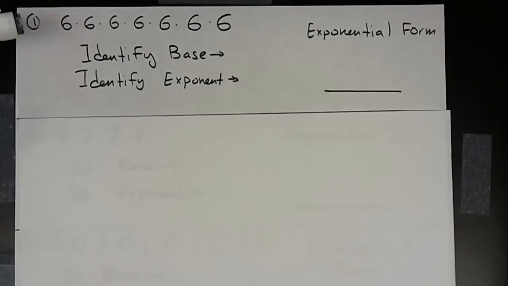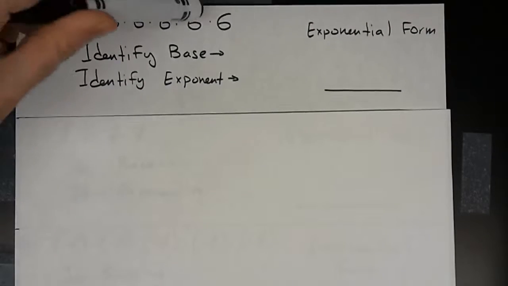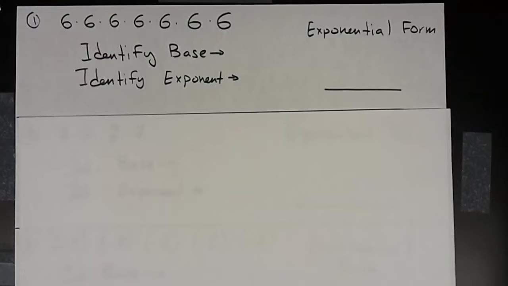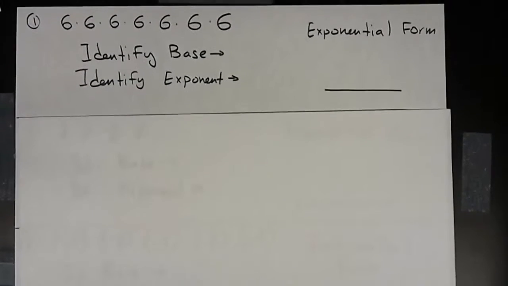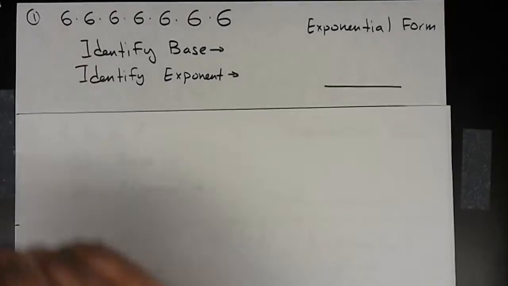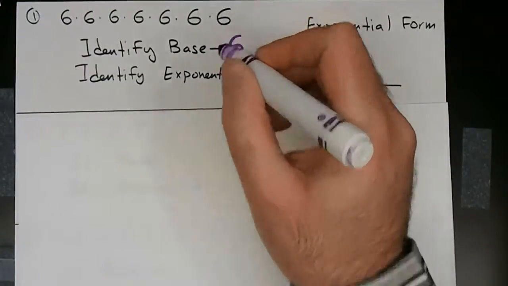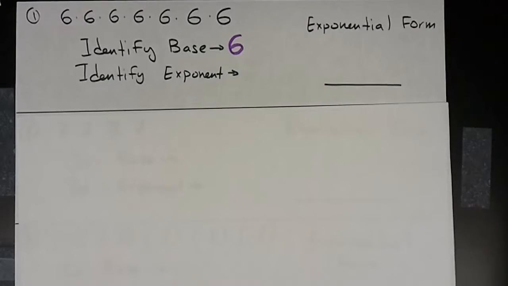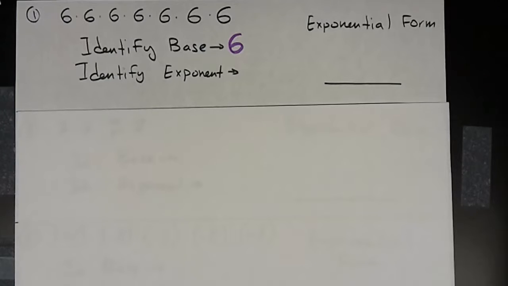So number 1 gives us 6 times 6 times 6 times 6 times 6 times 6 times 6. A lot of sixes. And it asks you to identify the base, identify the exponent, and then write it in exponential form. So the base, that should be fairly easy to see. It's the 6. The exponent, remember, tells you how many times to multiply the base against itself. So if you count the number of 6's being multiplied, there are 7 of them. That's the exponent.